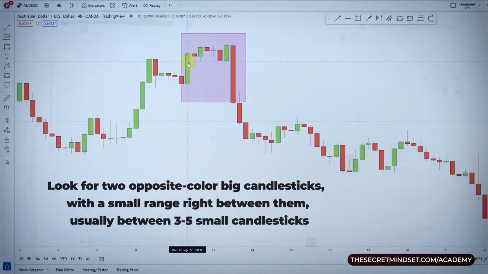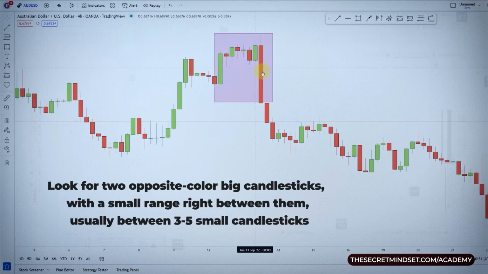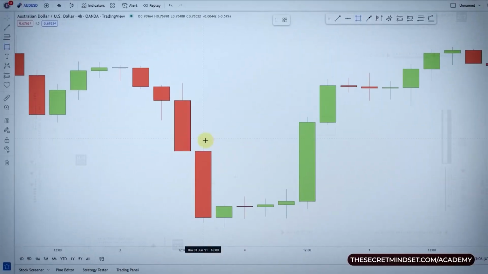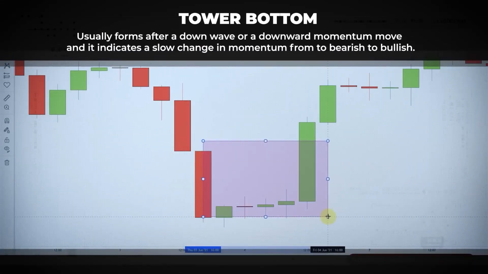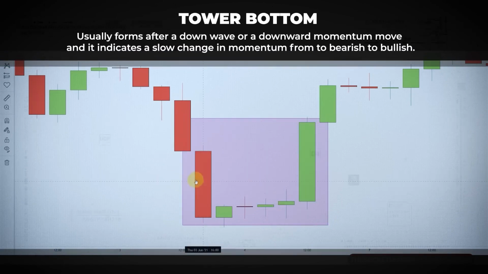It's very easy to find this pattern. Just look for two opposite color big candlesticks with a small range right between them, usually between 3 to 5 small candlesticks, but sometimes the consolidation could include even more candles. The tower bottom usually forms after a down wave or a downward momentum move, and it indicates a slow change in momentum from bearish to bullish.